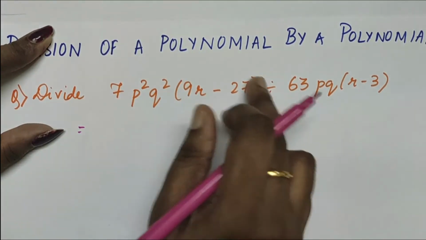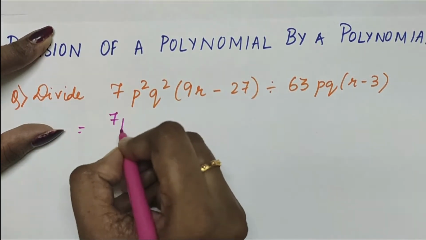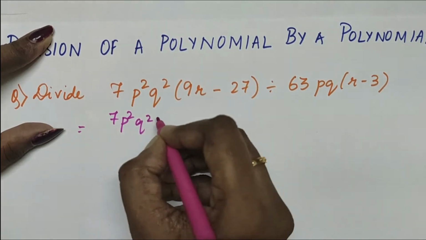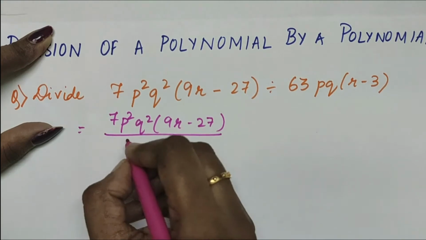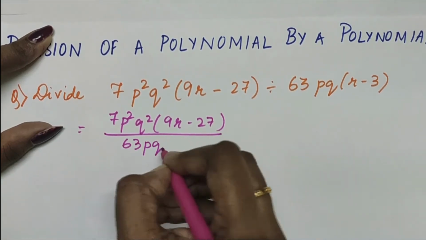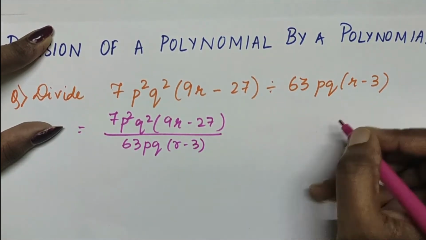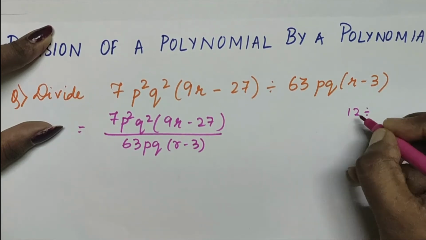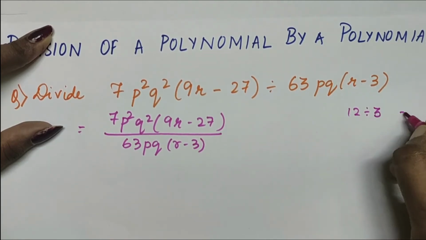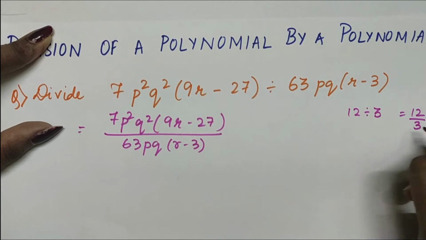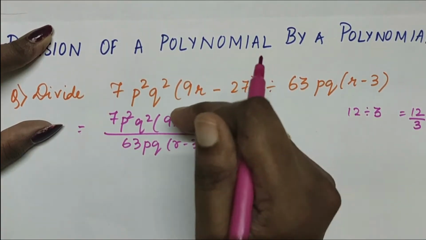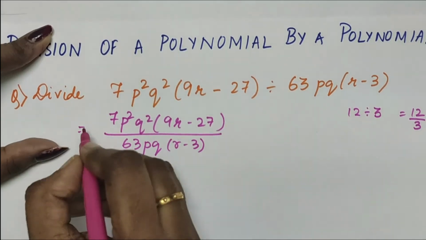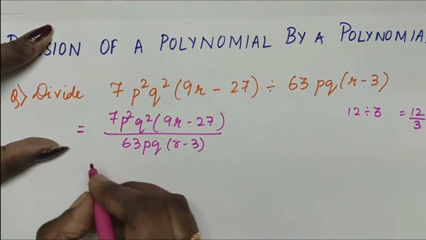So in this, first let us write this in the form of the normal division, that is one below the other. Like generally when you are given 12 divided by 3, you like to write it like this so that you can divide it easily. So I'm just writing the numerator and the denominator in the form of a fraction.